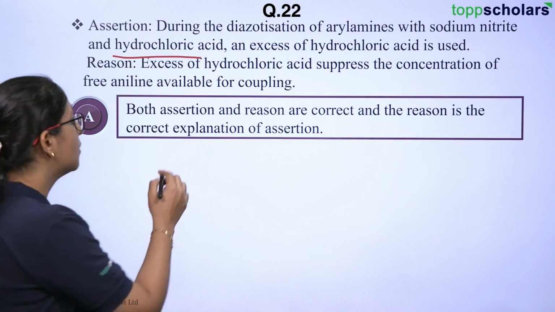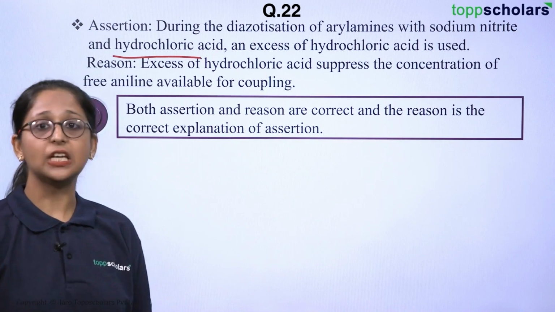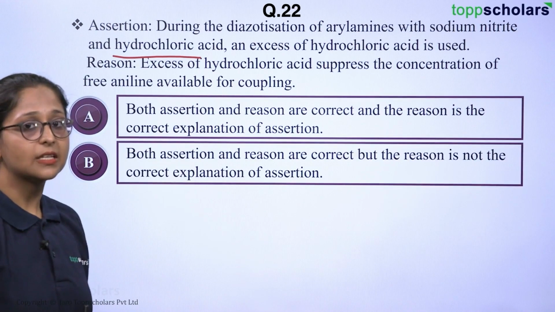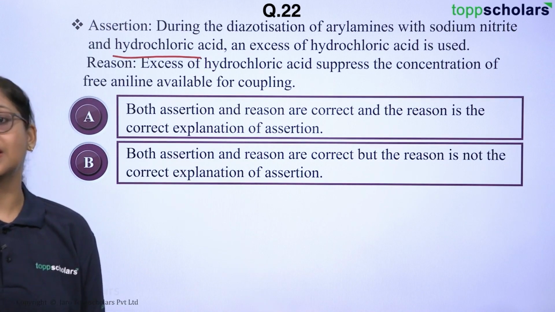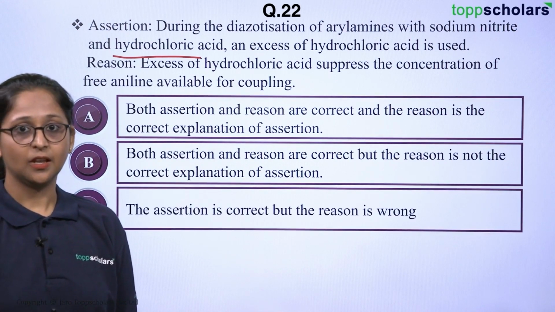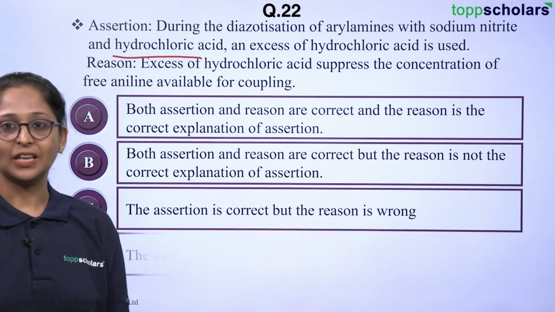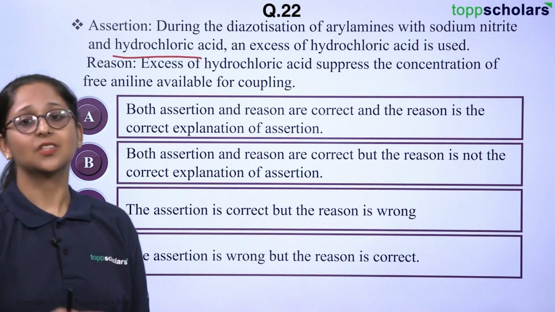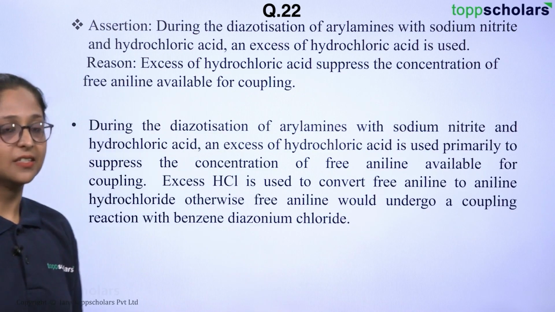Option A says both assertion and reason are correct, and reason is the correct explanation of the assertion. Option B is both assertion and reason are correct, but the reason is not the correct explanation of assertion. The C option is assertion is correct but the reason is wrong, and the D option is assertion is wrong but the reason is correct. Let us look at the answer.